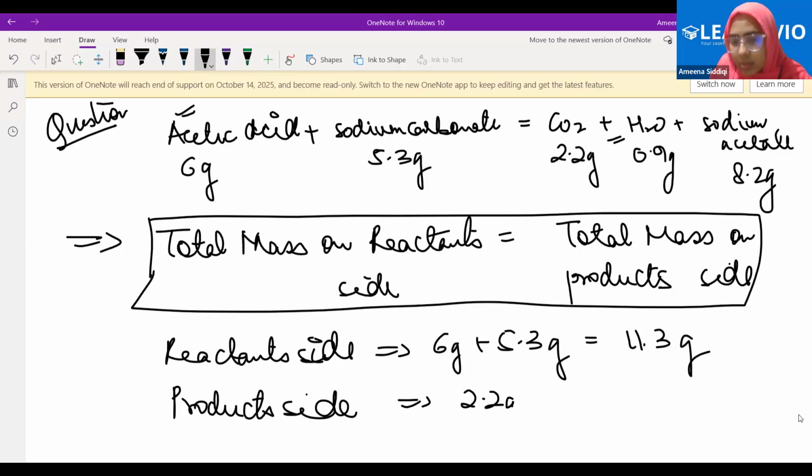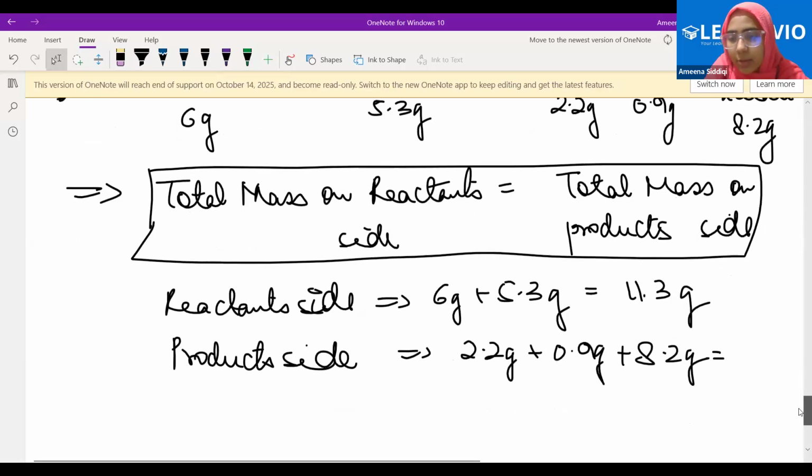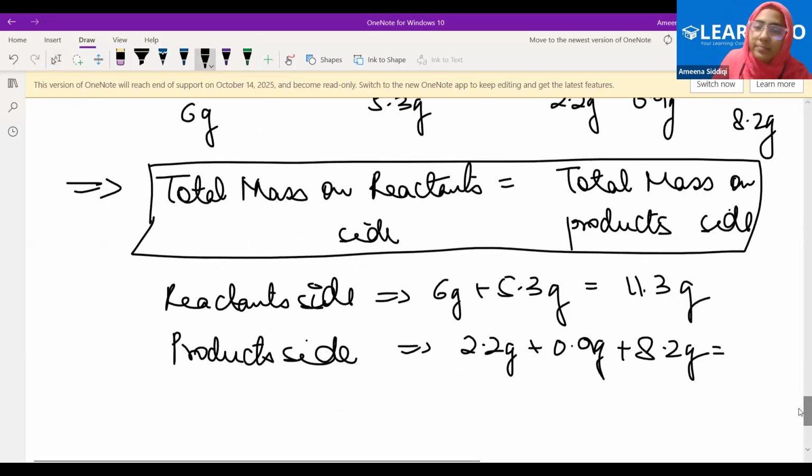Should I write it like this, Umar? 0.9 grams plus 8.2 grams, correct? Is it the correct way of writing? Yes, this is how we will write. What is the total that we are getting here? Calculate it. 2.2 plus 0.9, 3.1, plus 8.2, we get 11.3. Yes or no? Yes, ma'am.